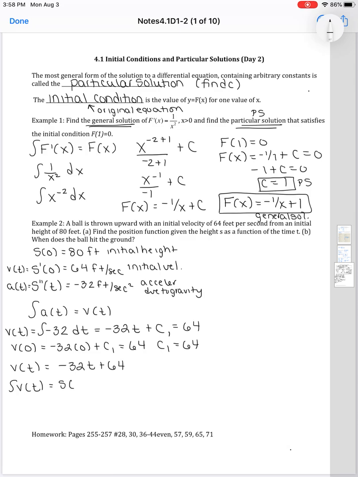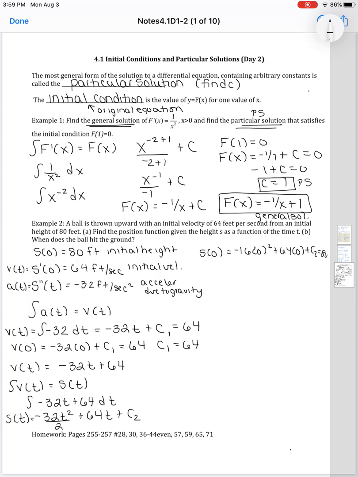So I need to find the position function given the height, and I need to find when the ball hits the ground. So before anything, let me find position. Now if I integrate velocity, that's going to get me position. So I'm going to integrate negative 32t plus 64 dt. And I end up with negative 32t squared over 2 plus 64t plus c2. So this is my s of t. But I know that at 0, everywhere I put a t, I have a 0. I know that this value equals 80. So that means C2 is equal to 80. So part A to this, my function for s of t is negative 16t squared plus 64t plus 80. And I'm going to say feet.